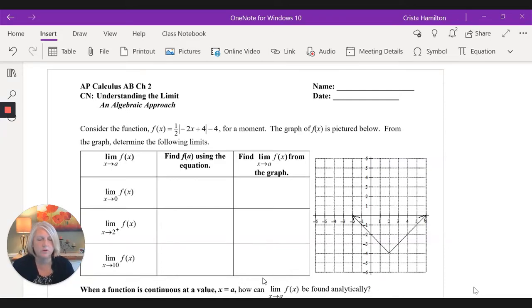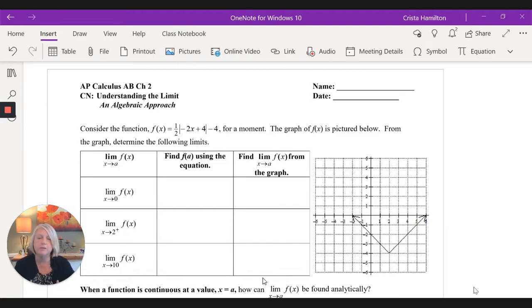Hi, welcome to our next set of notes, where we're going to be talking about the algebraic approach. What we've done up to this point is look at how to numerically use a table of values to determine what a limit is. We've also looked at using the graph to determine what a limit is.